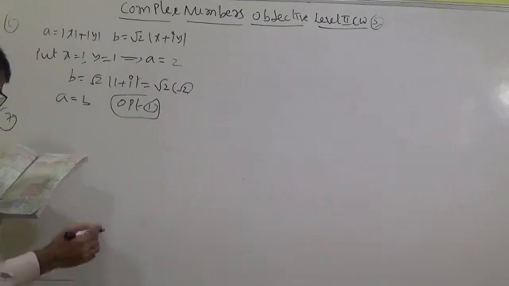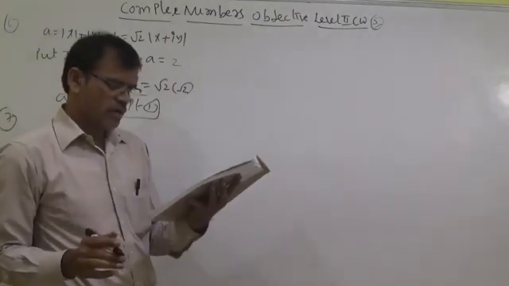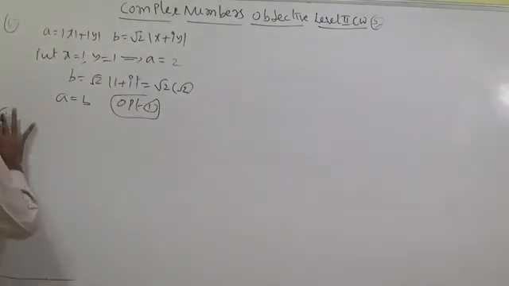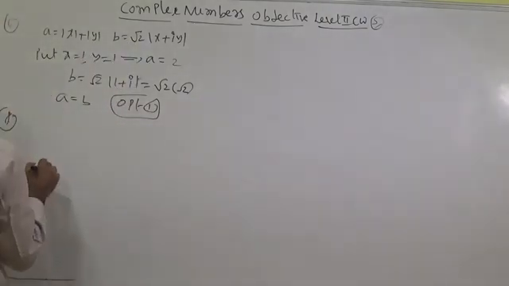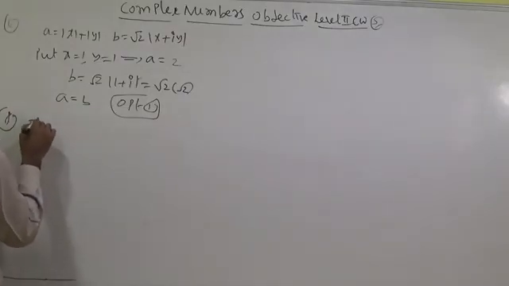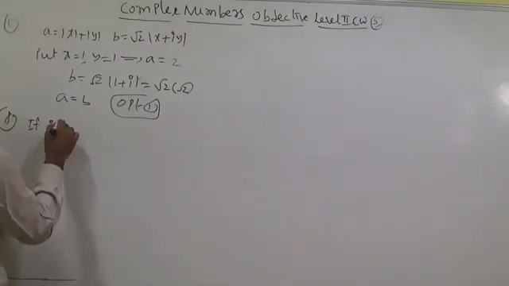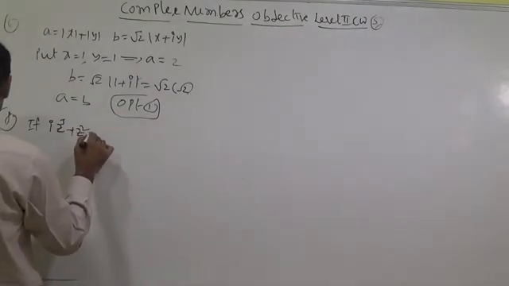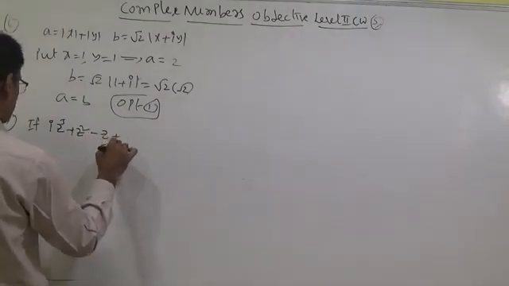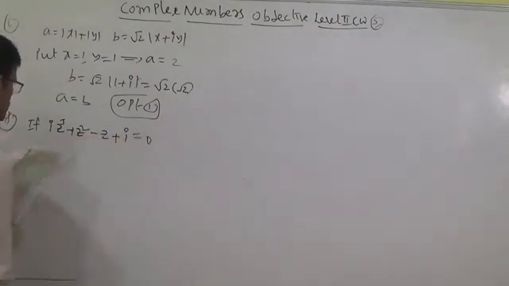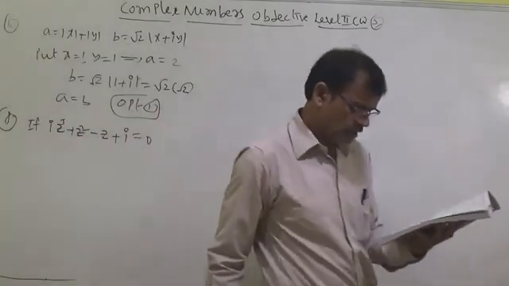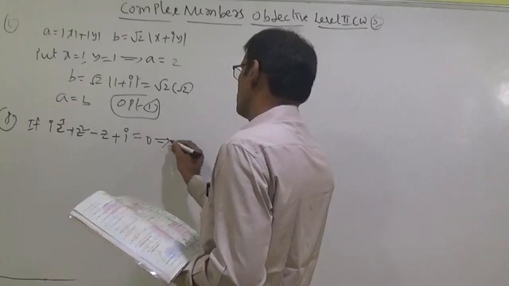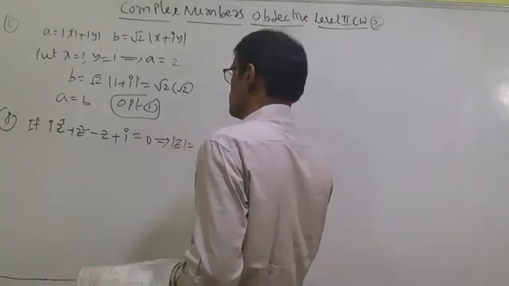The seventh one is already completed. I said the formula 1 by e power r sin theta in the conceptual teaching. Now the eighth one: if iz cube plus z square minus z plus i is equal to 0, then what is the modulus of z?